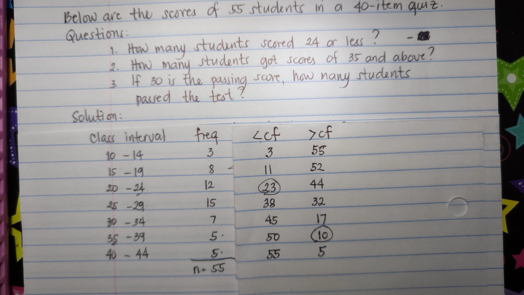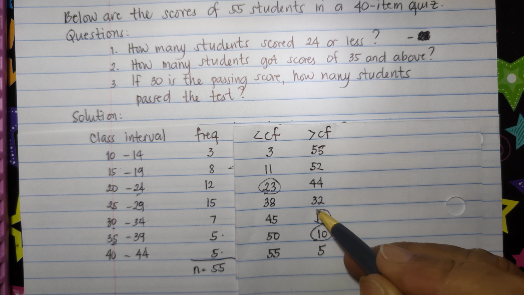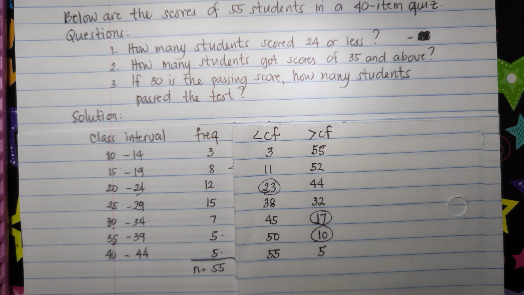Now for question number 3, if 30 is the passing score, how many students passed the test? So 30 is here, 30 to 34, and since 30 is the passing score, it is understood that 30 and above will also be considered as passing. So we are going to use the greater than cumulative frequency. So here is 30, so the number is 17. So 17 students out of the 55 passed the test.